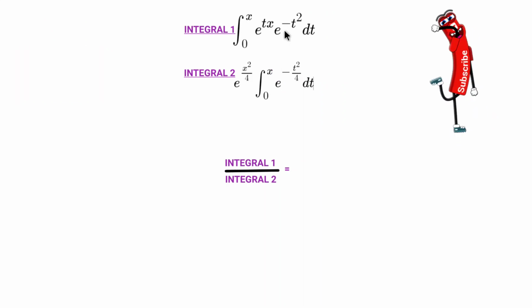So this is the problem. Integral 1 is, the first integral is 0 to x e power tx into e power minus t square dt, and second integral is e power x square by 4, 0 to x e power minus t square by 4 dt. So this is integral 1 and this is integral 2. They ask us the ratio of integral 1 by integral 2.